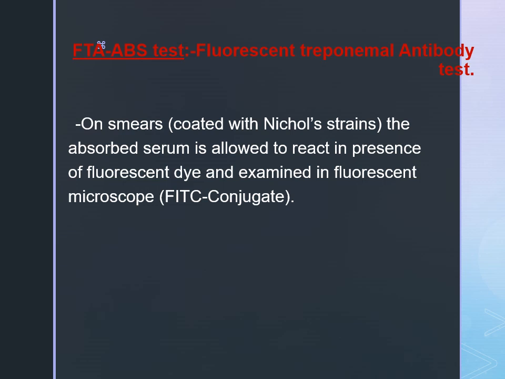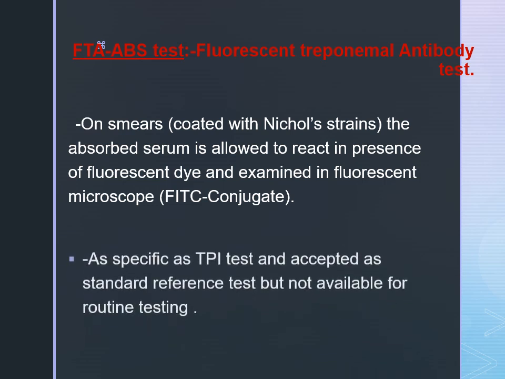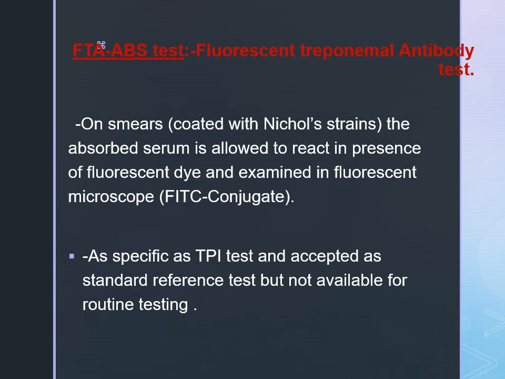Then we will add the fluorescent labeled anti-human immunoglobulin. So अगर वो antigen antibody bind करे हैं, so then these anti-human immunoglobulin which is tagged to the fluorescent dye वो भी उससे bind कर जाएगा, and we can see easily under the fluorescent microscope. So it is also as specific as Treponema pallidum immobilization test, and it can be accepted as a standard reference test.